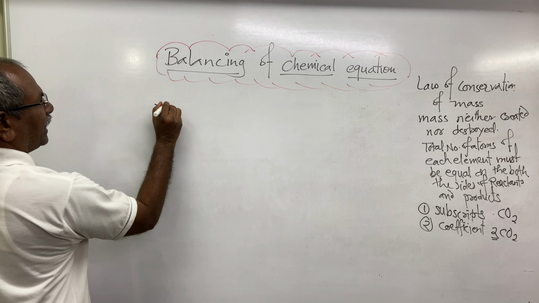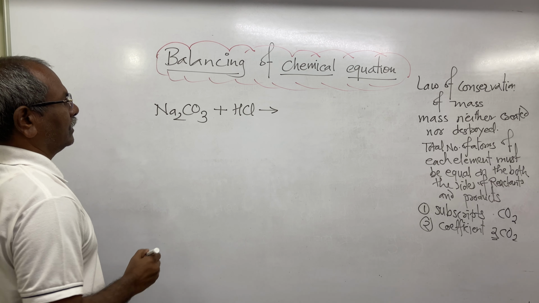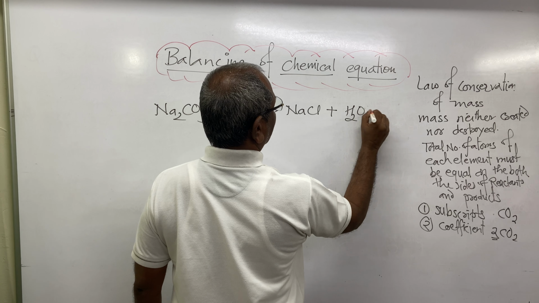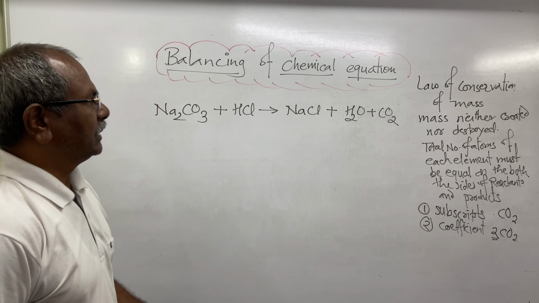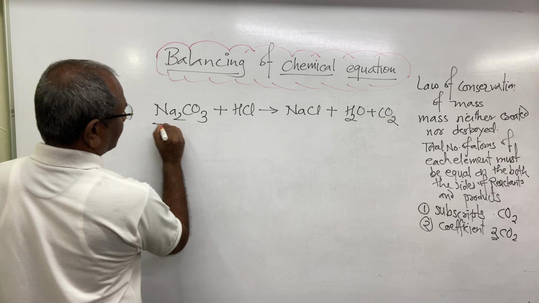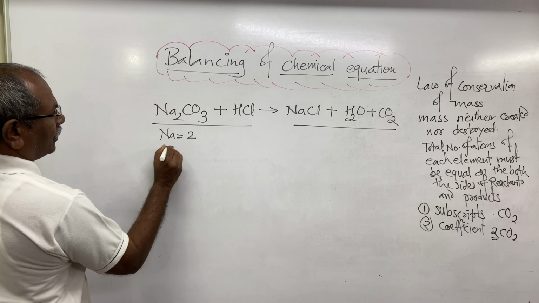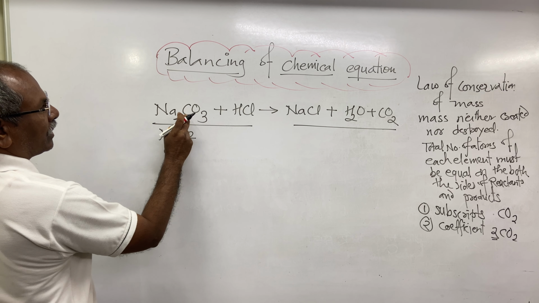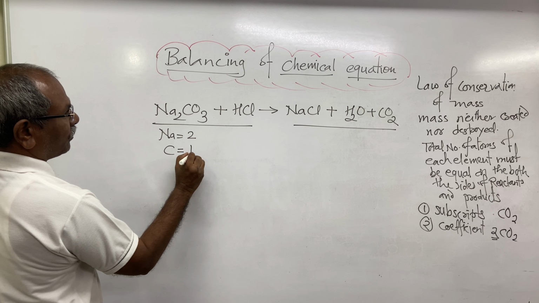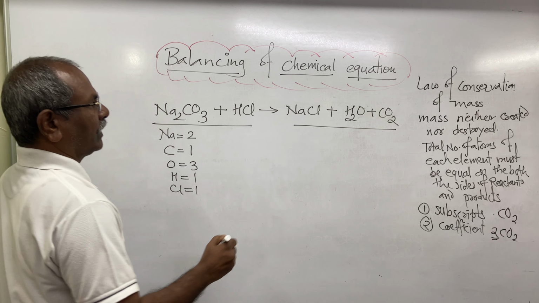For example, you take Na2CO3 plus HCl. It gives NaCl, H2O plus CO2. This is chemical equation. You have to balance this chemical equation. Now count the number of atoms, this is the reactant side and this is the product side. Na2CO3, this is carbon 1 and oxygen 3. Carbon 1, oxygen 3, H1, Cl1.